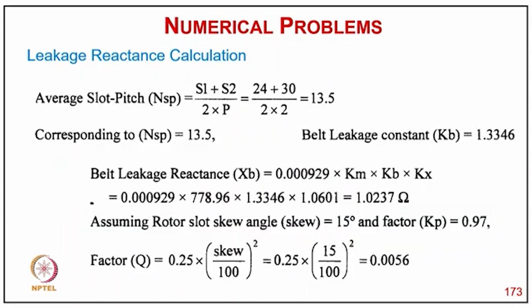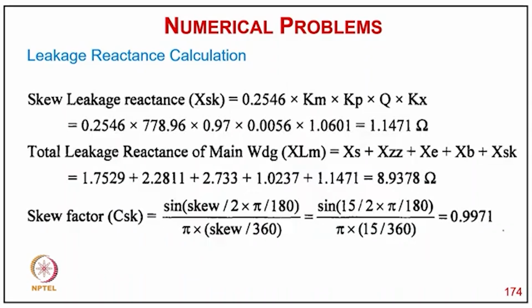Now the average slot pitch, S1 plus S2 upon 2 pi, is 13.5, corresponding to this NS becomes 13.5, and the band leakage comes to 1.3346. Band leakage, by putting in the formula, comes to 1.0237, and the rotor slot skew angle is 15 degrees and the pitch factor is 0.97, so the total Q factor 0.5 is Q square divided by 100, which comes to 0.0056. Now the slot skew leakage reactance, putting in this value, comes to 1.1471.